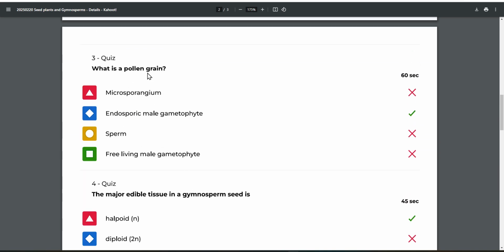All right. What is a pollen grain? It is an endosporic male gametophyte, and it is derived, so it is grown in the microsporangium. So what that means is that the microsporangium gives rise to the pollen grain, and inside the pollen grain there is an endosporic male gametophyte.